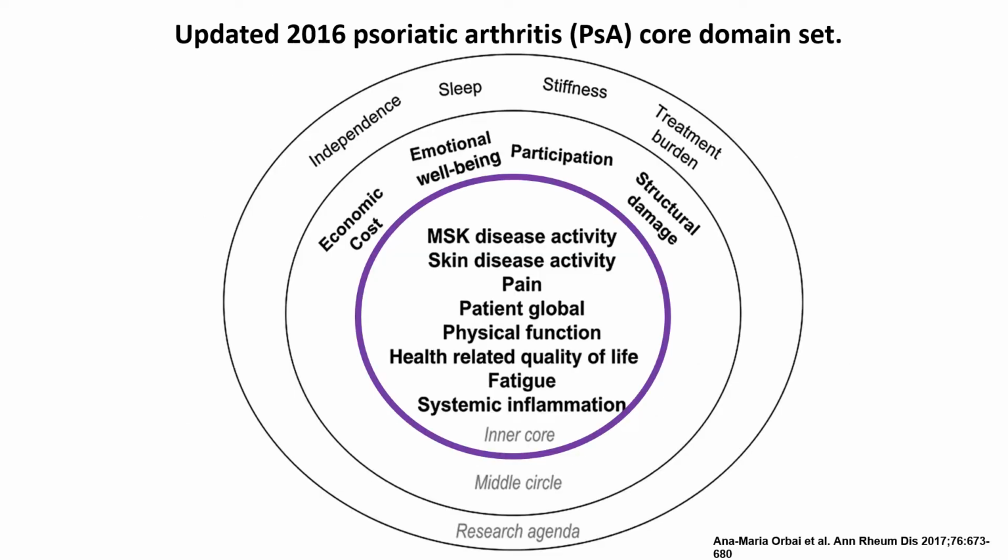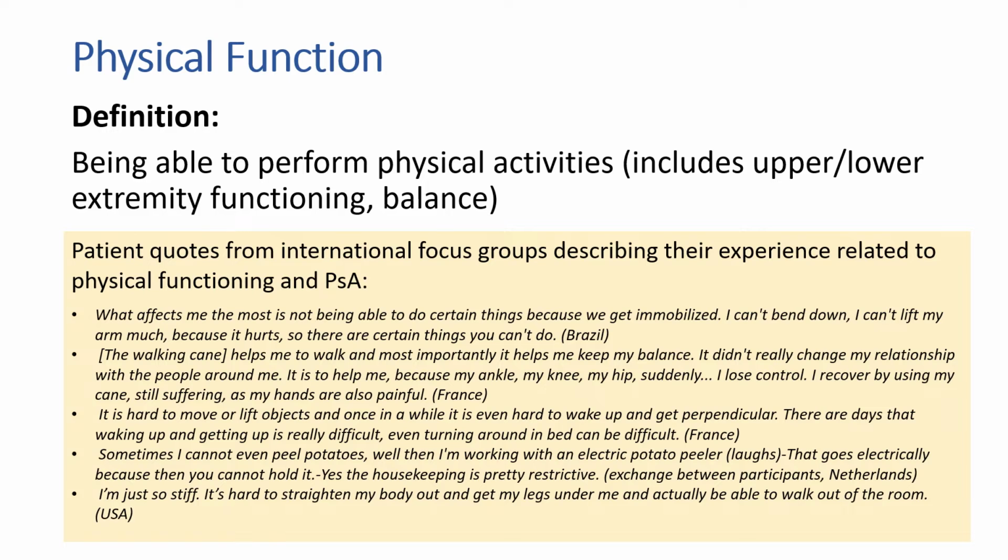This is the updated 2016 PSA core domain set, and physical function is one of the core domains to be measured in every randomized controlled trial and longitudinal observational study. The physical function domain is defined as being able to perform physical activities such as upper or lower limb function and balance, etc. In this yellow box, you can read about some of the ways patients described physical function from the International Focus Group study conducted by GRAPPA.